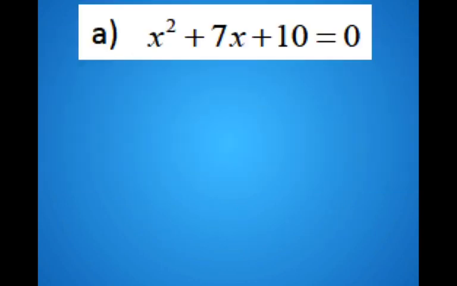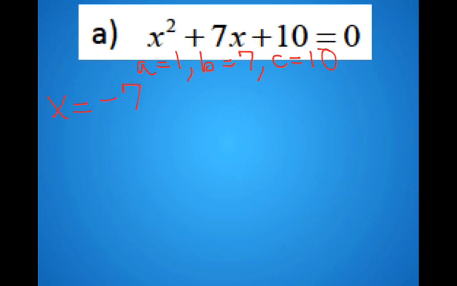Okay, first one. It's important to state what the A, B, and C are. So you can tell that the A is 1, the B is 7, and the C is positive 10. You want to make sure that the quadratic equation is set equal to 0 before you establish that. And then you're ready to just start plugging in your numbers.